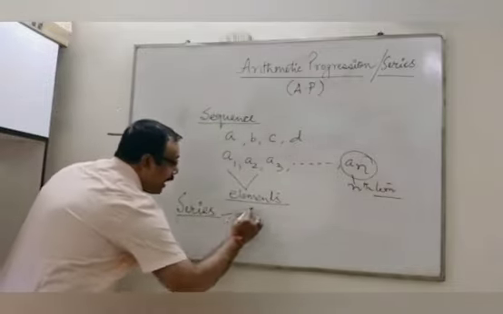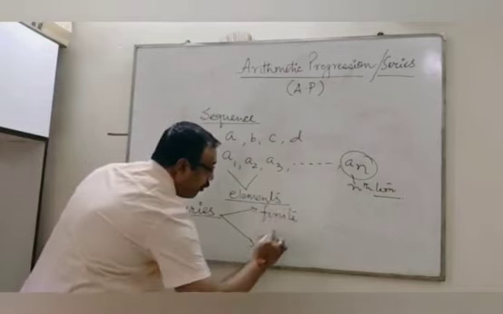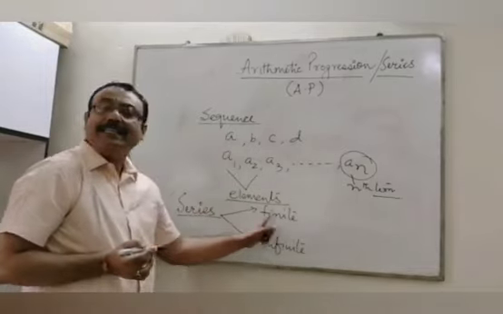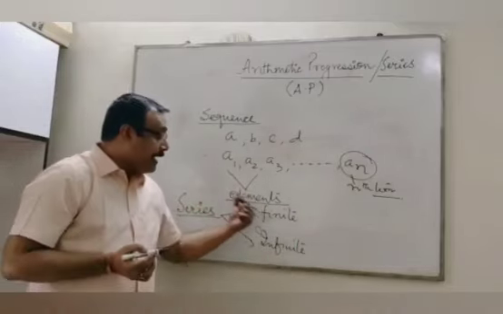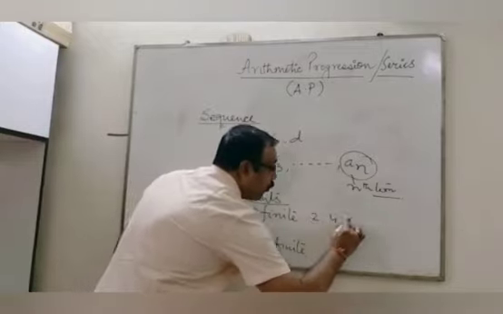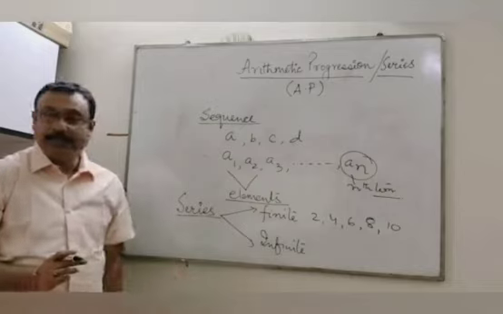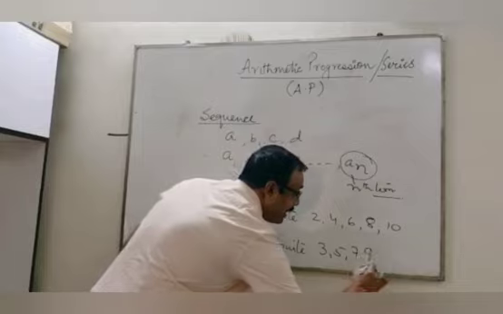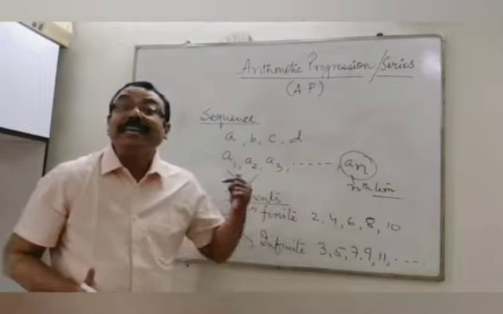Now this sequence or series is of two types. They are finite series or infinite series. Now what is a finite series? A finite series is a series in which the elements, we know what elements are now, are countable. That means we know the elements. Say 2, 4, 6, 8, 10. So there are 5 elements in this particular series. So this is a finite series. What is an infinite series? An infinite series is, say, 3, 5, 7, 9, 11, dot dot. Dot dot indicates that we don't know the end of it. So this becomes an infinite series.